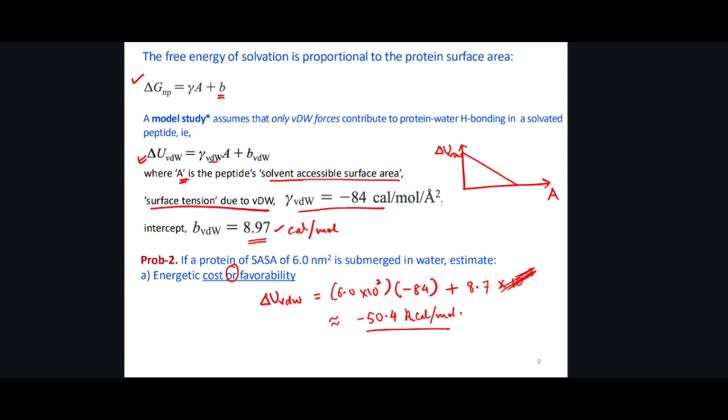So, what have they done? They have changed the free energy to delta U van der Waals. They have defined a surface tension due to van der Waals interaction. Here A is what we call the solvent accessible surface area, and B is some intercept. They have given your surface tension due to van der Waals as minus 84 calories per mole per angstrom squared. So it is some energy per mole times the surface area. And this number has been given.